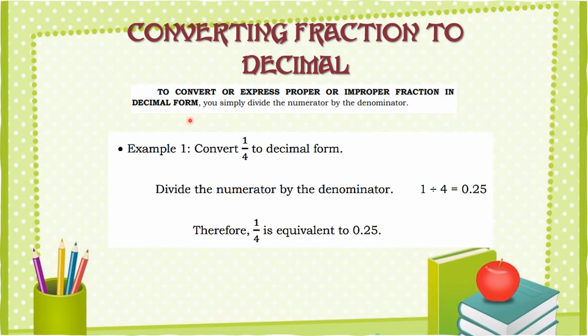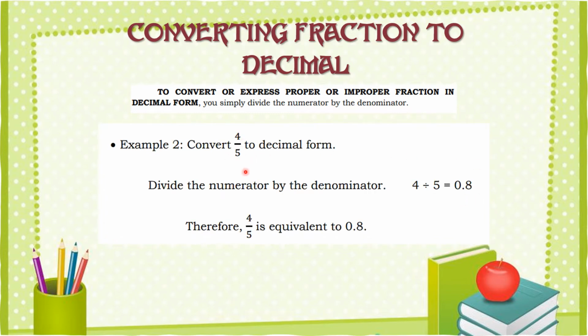So we have here converting fraction to decimal. In converting fraction to decimal, all we need to do is just divide the numerator by the denominator. In our example, we are going to convert 1/4 to the decimal form. All we need to do is divide 1 by 4. So 1 divided by 4 is equal to 0.25.